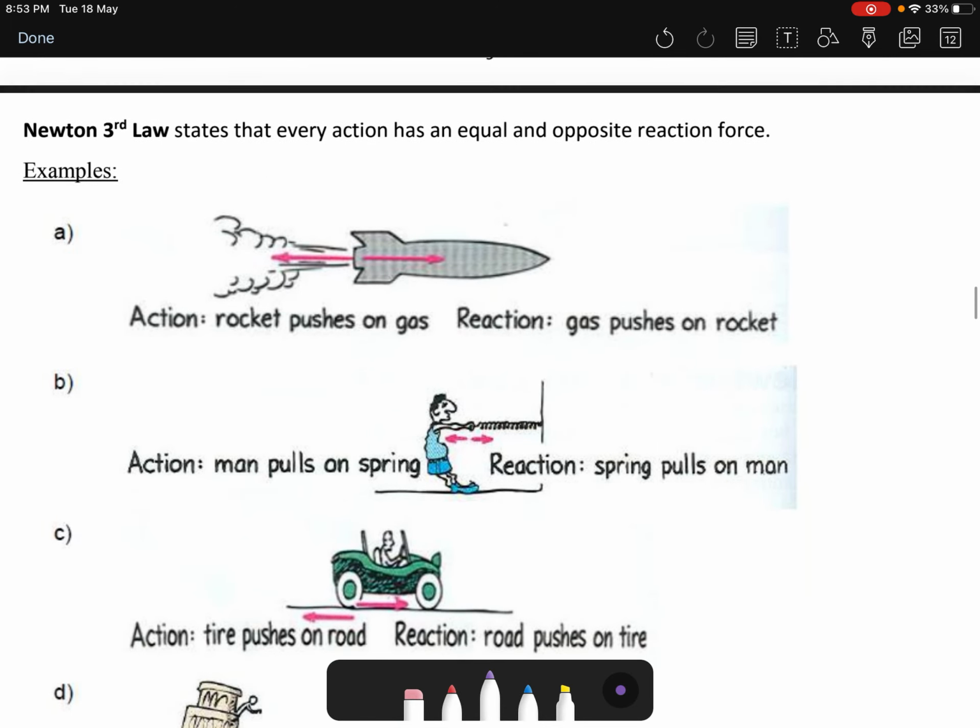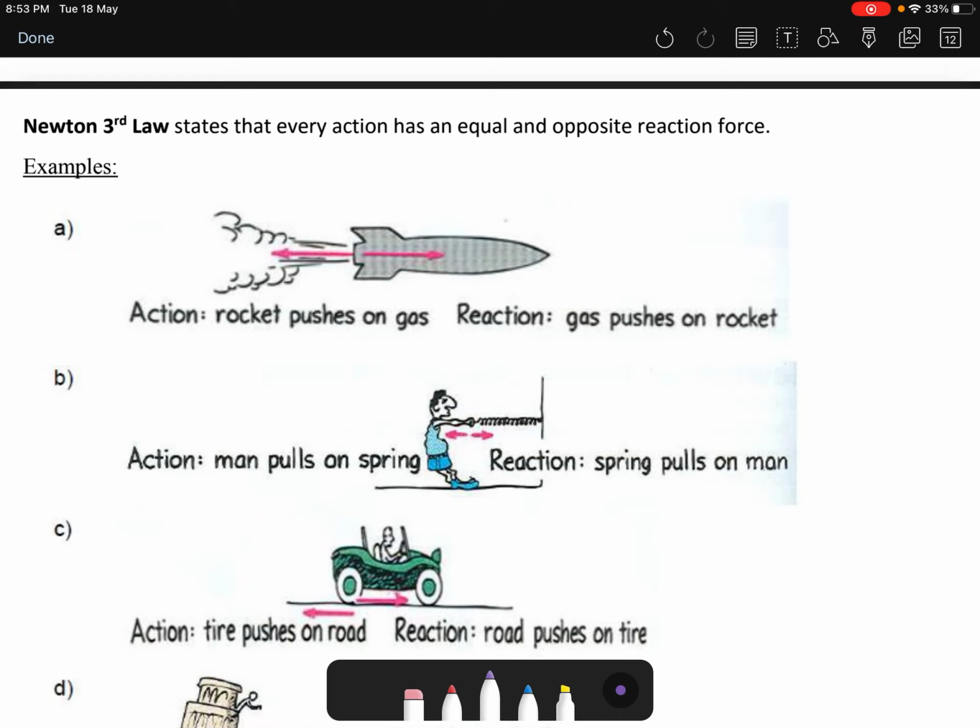The last law of Newton will be the third law. The third law may seem trivial, but there's actually a lot of underlying concept behind it. Newton's third law states that every action has an equal and opposite reaction force. An example is a rocket. How does a rocket fly, or go forward? It is by Newton's third law. The rocket will push the gas. In turn, the gas will push against the rocket. That's why your rocket will move forward.